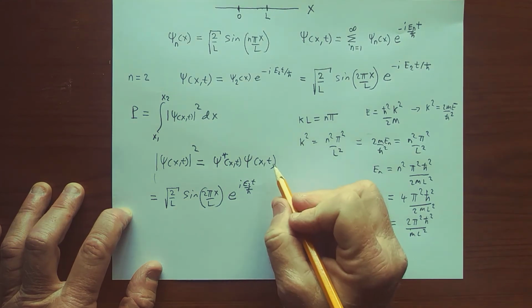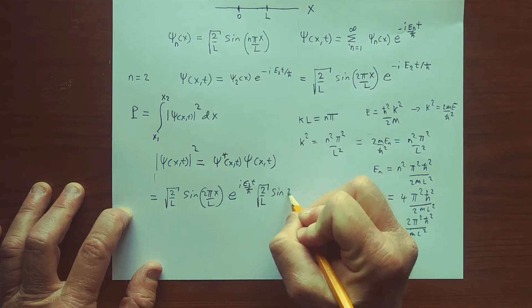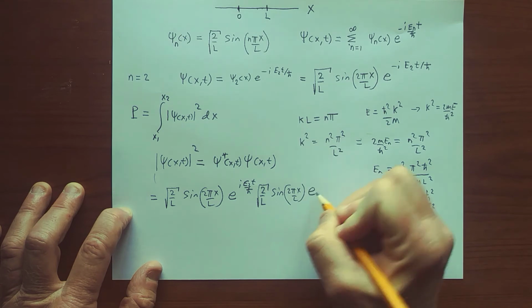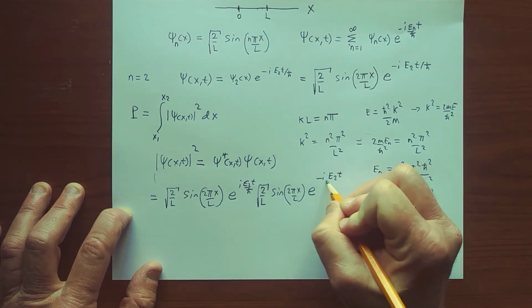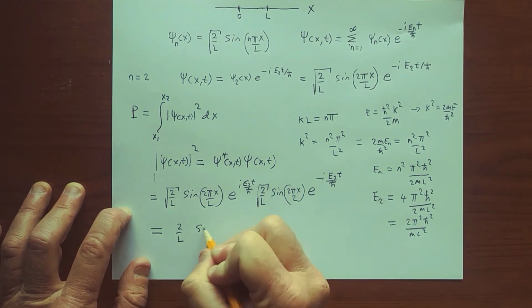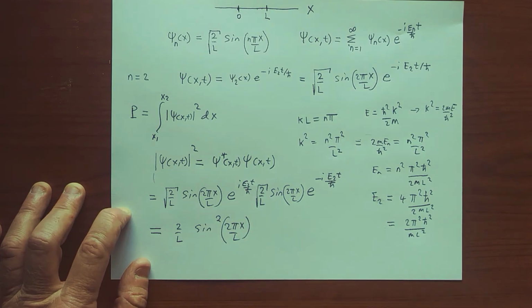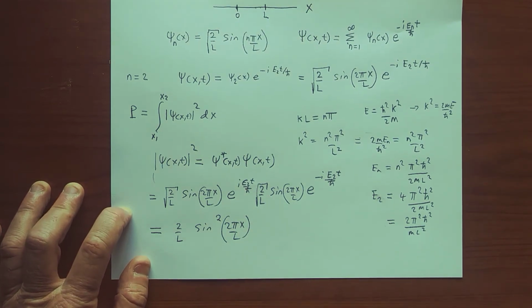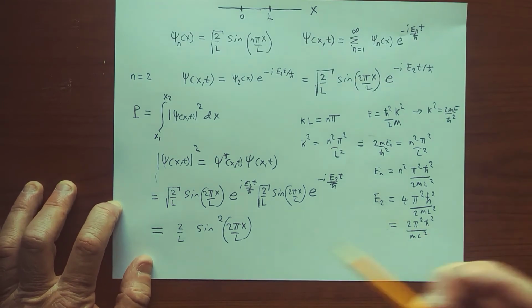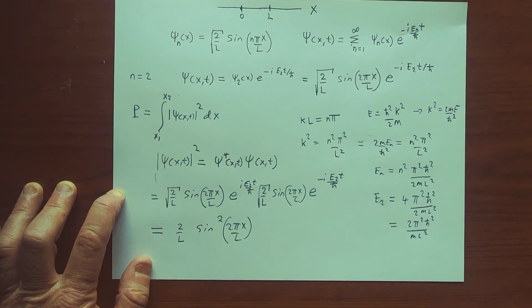That's psi star. Now I write psi, which is just this, so it's almost the same. The first part is the same. And then I have e to the minus i E2 t over h bar. So what is this probability density? Well, it's 2 over L sine squared of 2 pi x over L, because the other part is just equal to 1. So what this is saying is that for the probability density, I can consider any range of x positions and conclude that the probability of finding the particle within any given range doesn't change with time.